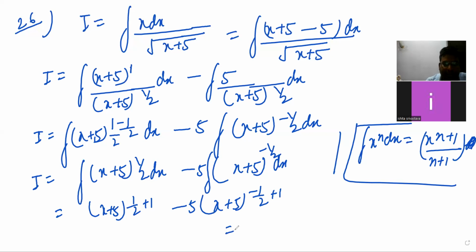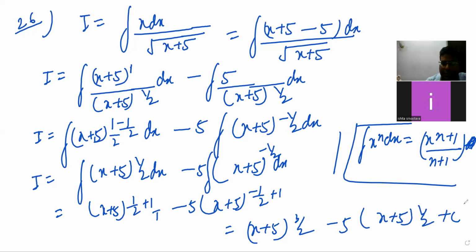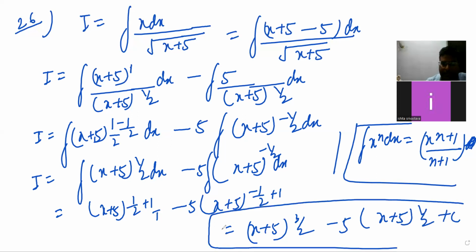So the final answer will be (x plus 5) raised to, here LCM will be 3 by 2, and here it is minus of 5 (x plus 5) raised to 1 upon 2 plus c. So this will be the answer for that. Understood now?